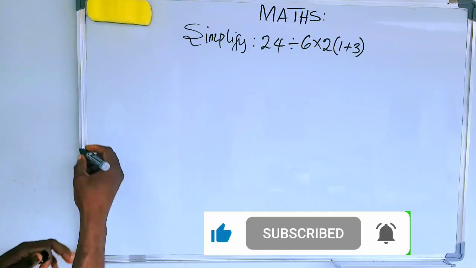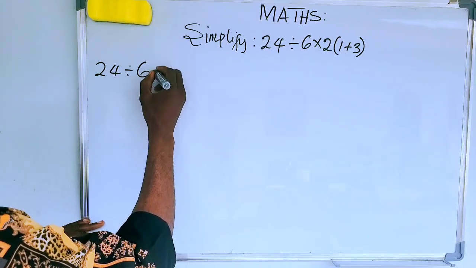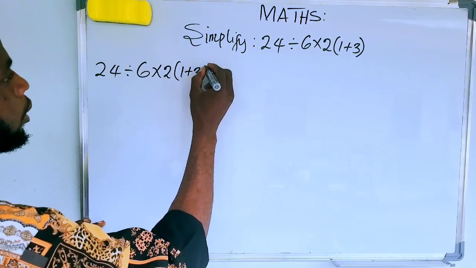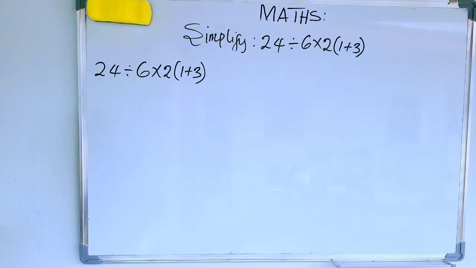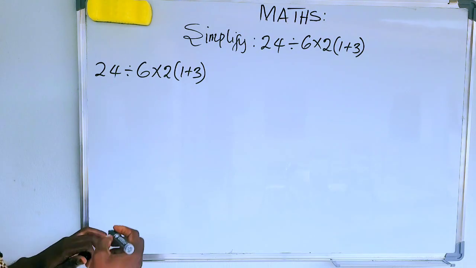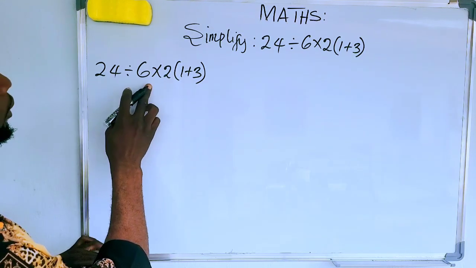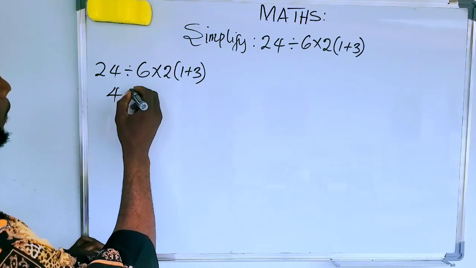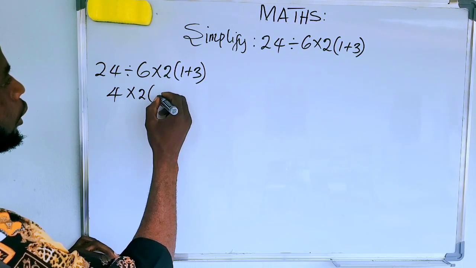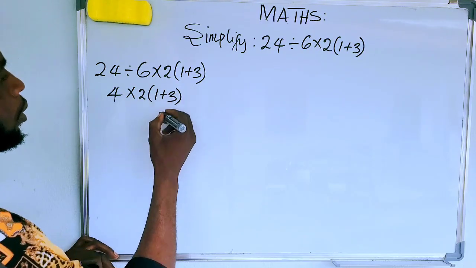Now, we have this. We have 24 divided by 6 multiplied by 2 into 1 plus 3. Now here, some people will simplify this expression in this order: 24 divided by 6, that gives us 4, multiply by 2 into 1 plus 3 here.